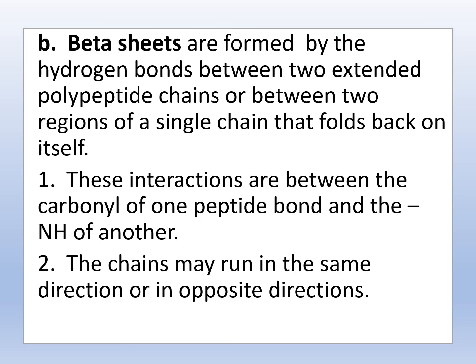Beta sheets or beta-pleated sheets are formed by the hydrogen bonds between two extended polypeptide chains or between two regions of a single chain that folds back on itself. These interactions are between the carbonyl of one peptide bond and the NH of another. So it was already provided in the last two slides. The chains may run in the same direction or in opposite directions.